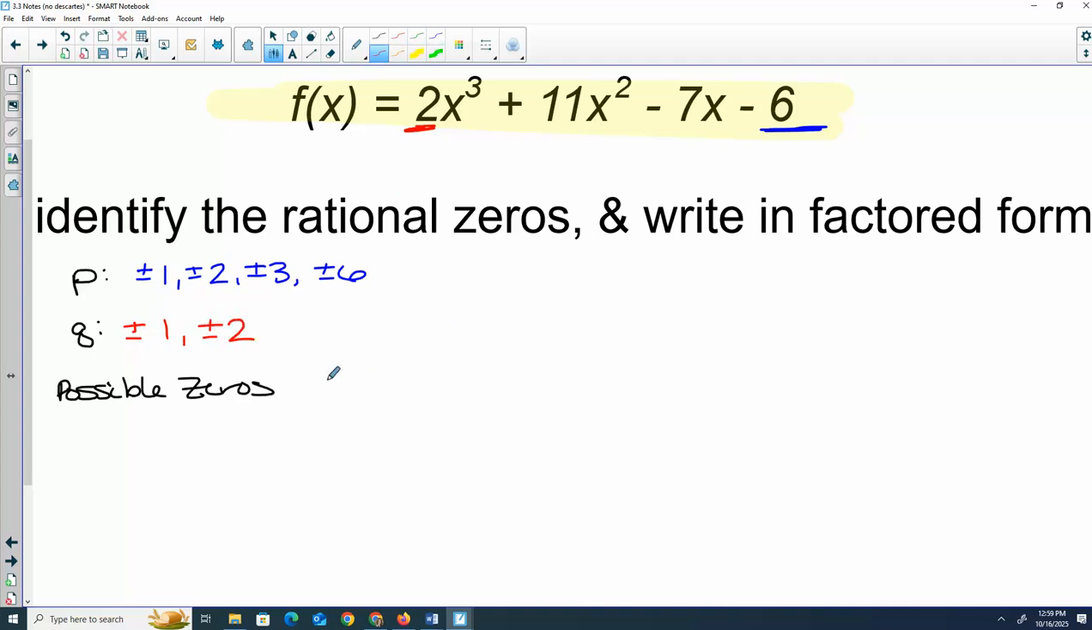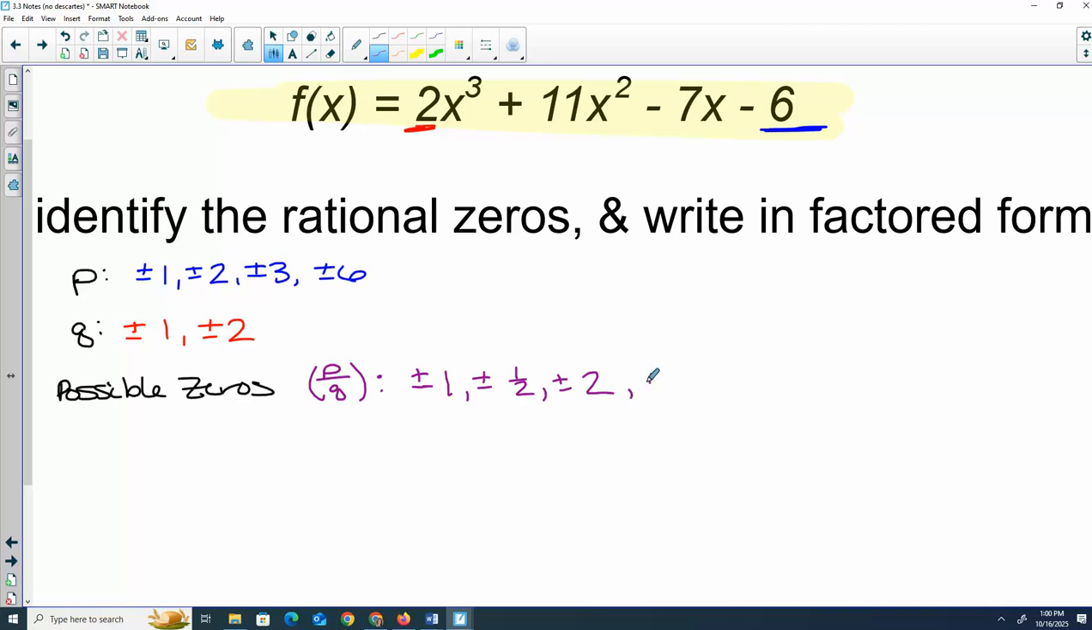Our possible zeros, based on that theorem we wrote down, that's p divided by q. Again, we have to keep the positive and negative. Every combination works. So each p divided by each q. So 1 over 1 is 1. 1 over 2. Okay, my next p value is 2. 2 divided by 1 is 2. 2 divided by 2 is 1. I already have it on the list, so I don't have to write it again.